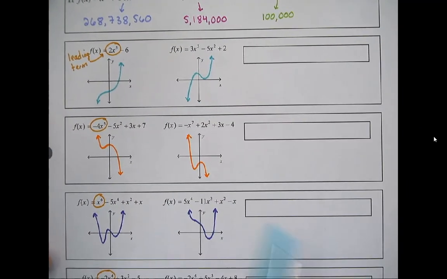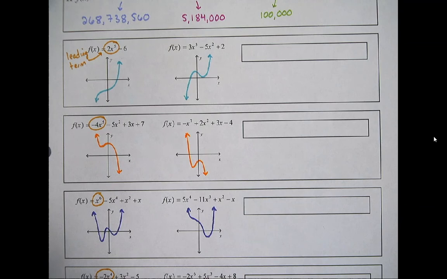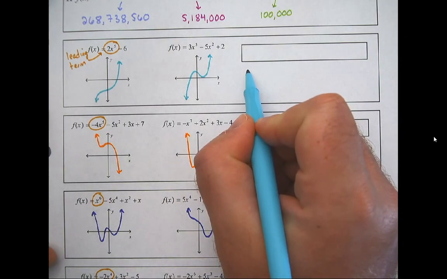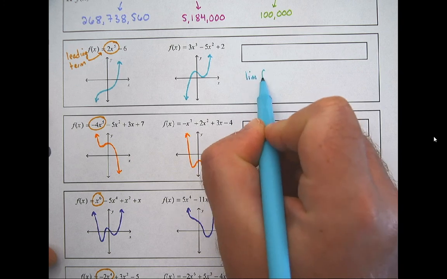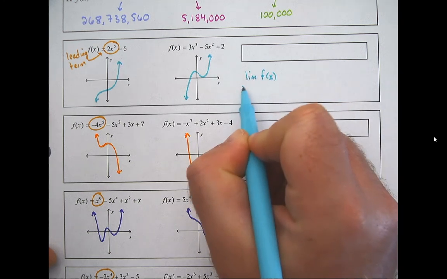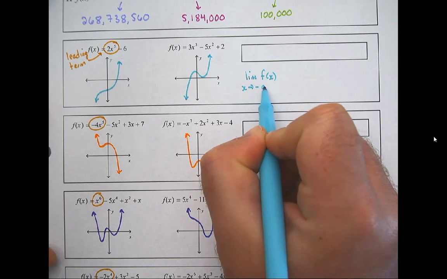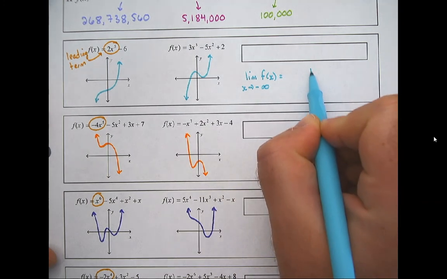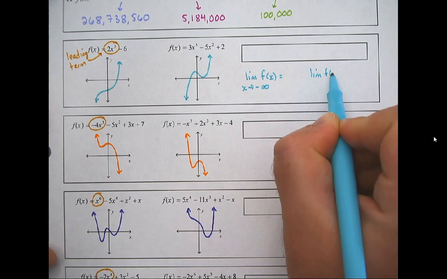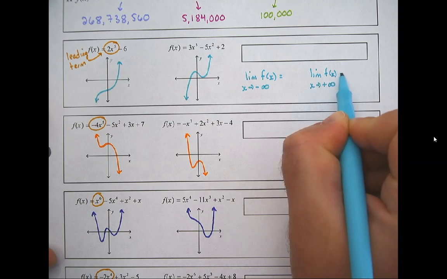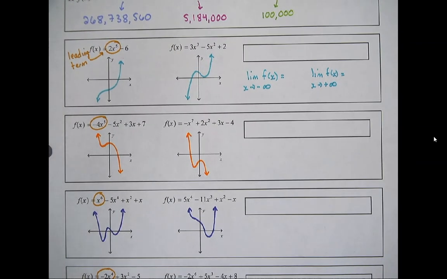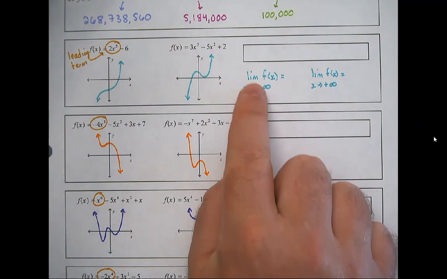The way mathematicians talk about this is in terms of this thing called a limit. The limit of f of x as x approaches negative infinity, and the limit of f of x as x approaches positive infinity. So let's talk about this notation. Limit means what is happening.